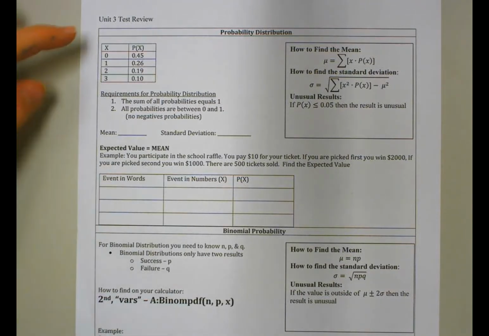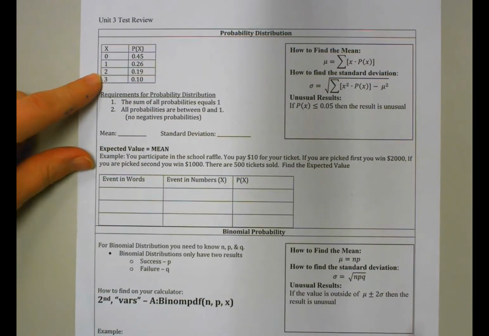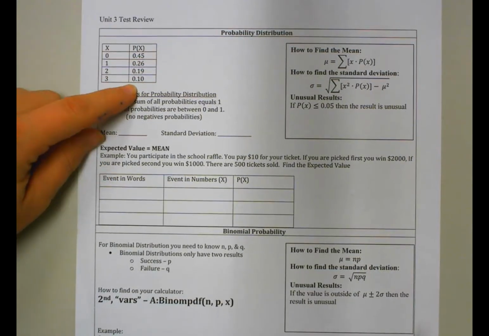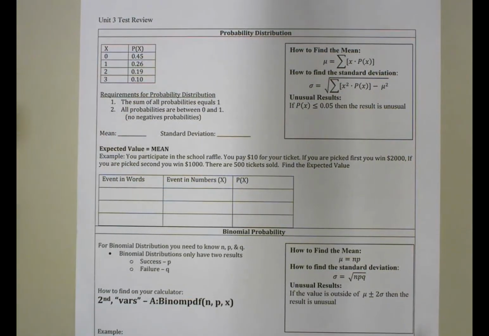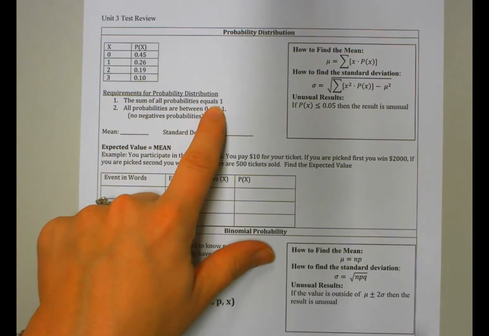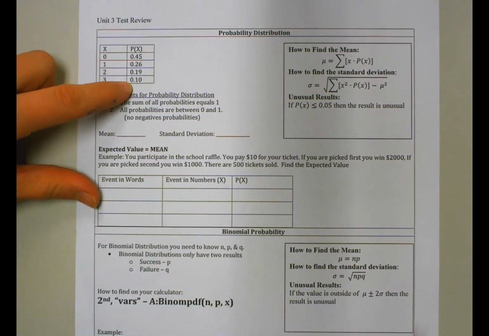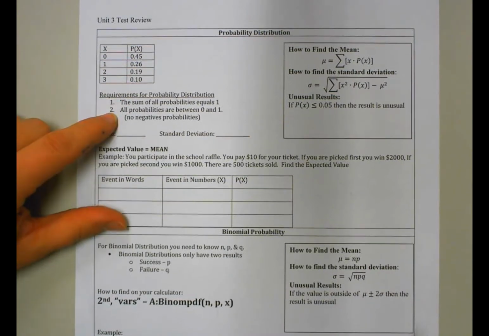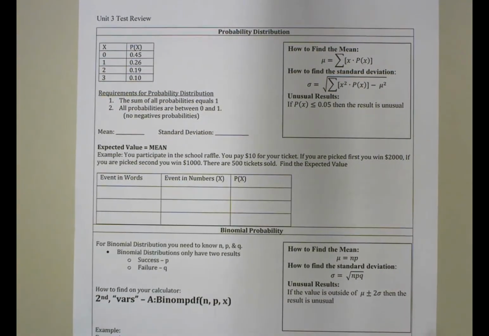So probability distribution, remember, you had some sort of outcome and then the probability of that outcome. There were two requirements for a probability distribution: the sum of all probabilities equals 1, so if I add all of these up, it should equal 1 at the end, and all the probabilities are between 0 and 1. So you have no negative probabilities and no probabilities greater than 1.